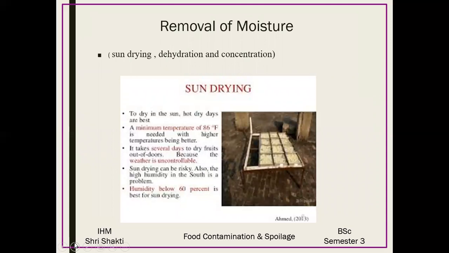Next, number 4, removal of moisture. We are removing this moisture, or you can say the process of dehydration, by following sun drying and dehydration. Sun drying is the natural process which we generally do at homes, where you keep the product under the sun for a few days, like chilies, mangoes, fish, meat, etc. so that the moisture is lost and you can keep the product for about 6 months to 1 year.